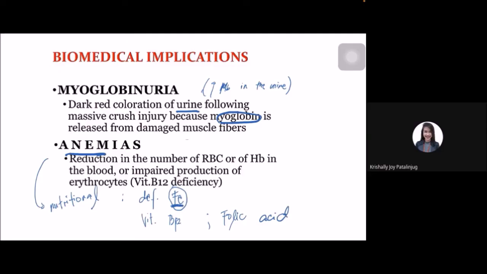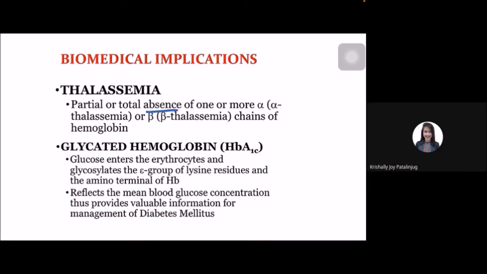Then we also have thalassemia. In thalassemia, there is an absence of one or more alpha chains of hemoglobin, or beta chains of hemoglobin. When there is an absence of alpha chain, that is known as alpha thalassemia. When there is a partial or total absence of beta chains of hemoglobin, beta thalassemia. And then glycated hemoglobin, this is used for the diagnosis of diabetes mellitus.